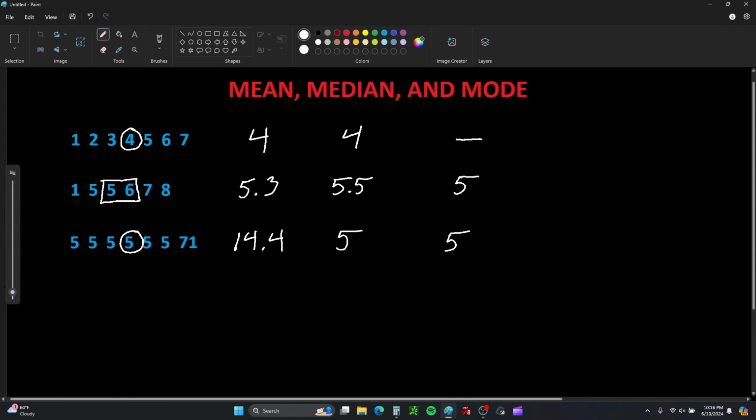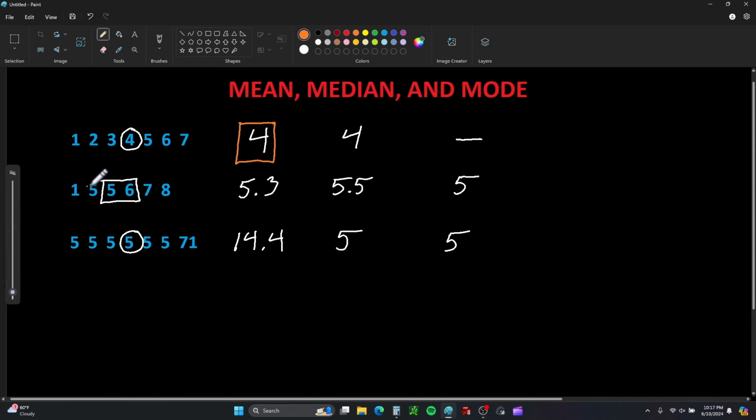So now, which one is the most important? Which is the one that we use when the numbers give us a different story? Well, when I'm looking at the first number set, I see that the numbers are all evenly spaced. They're all increasing by 1. There's not a very different number in here. So when the numbers aren't very different from each other, what we use is the mean.